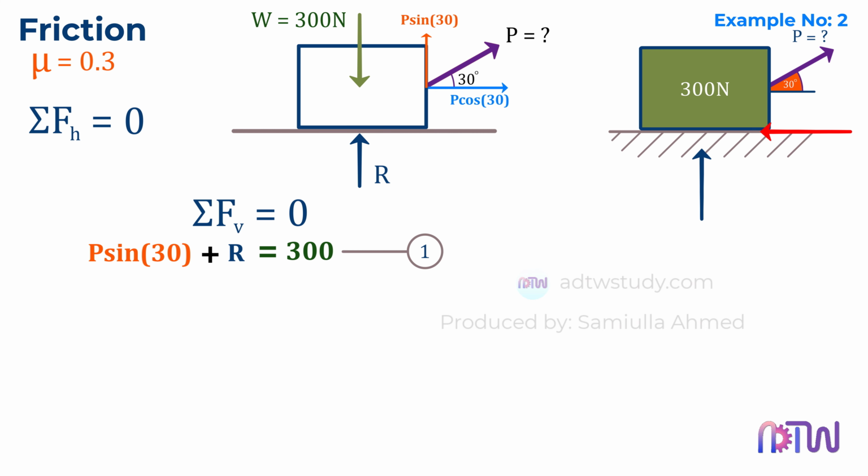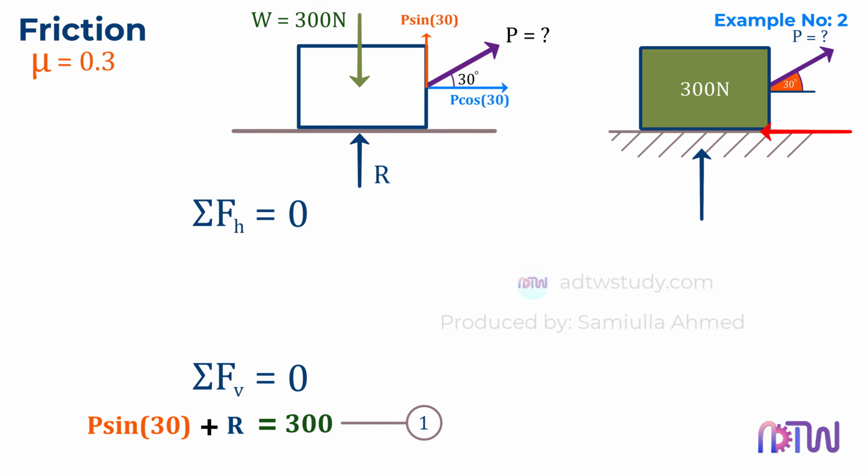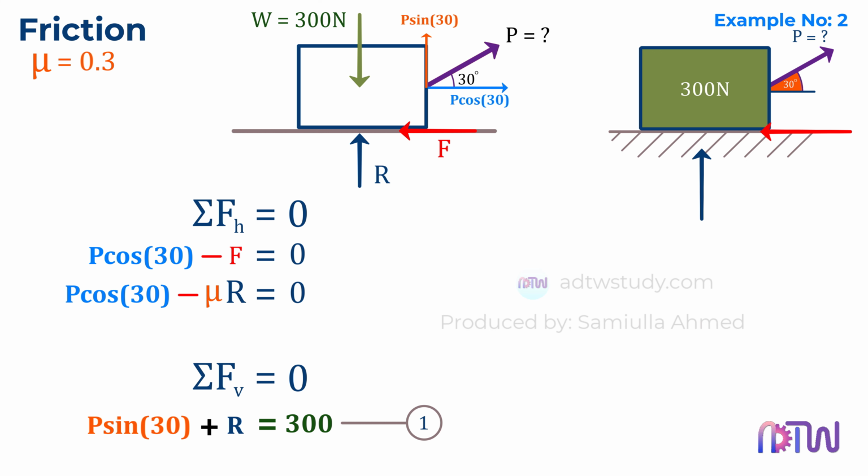Next, we will sum up the horizontal forces. There are only two horizontal forces acting on this box. One is the horizontal component of force P, which is P cosine 30 degrees, and the other is the frictional force F, which acts opposite to P cosine 30 degrees. Our sign convention will be: forces acting to the right are positive, and forces acting to the left are negative. Therefore, the summation of horizontal forces is P cosine 30 degrees minus the frictional force F equal to 0. We already know that frictional force F is calculated as mu times the normal reaction force R. If we substitute the value of mu, which is 0.3, we get P cosine 30 degrees minus 0.3 times R equal to 0. This is our second equation.